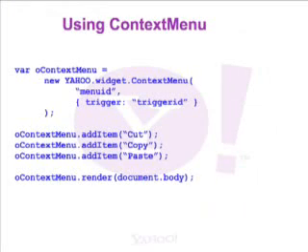And to use context menu, the constructor is in the exact same format as menu and menu bar. So you will say new YAHOO.widget.ContextMenu, passing in the ID of the element that you want to create. You'll pass in also the trigger element. You'll add some items to your context menu via the addItem method. And finally, you'll call render, passing in a reference to the element that you want your context menu to be rendered into.